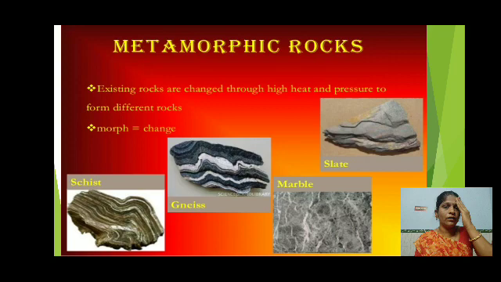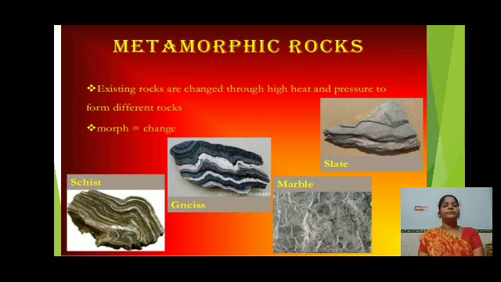Then metamorphic rocks. Due to the weather and pressure, the igneous rocks and sedimentary rocks turn into metamorphic rocks. The existing rocks are changed through high heat and pressure to form different rocks. Morph means change. So metamorphic: sedimentary and igneous rocks face more pressure deep inside the mantle layer, so they turn into metamorphic rocks. Marble, slate, schist, gneiss are examples of metamorphic rocks.